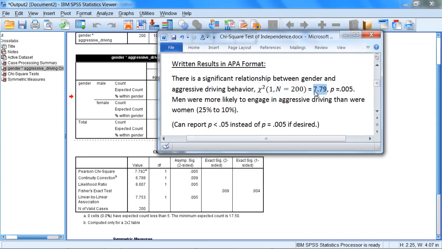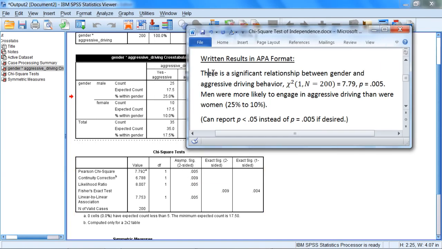And our chi-square test is equal to 7.79, rounding to 2 decimal places, which you can see reported here under value for Pearson chi-square. And finally, our p-value was equal to 0.005, and we saw that reported under the asymptotic significance column. While we said that there was a significant relationship between gender and aggressive driving behavior, we could add the following sentence to provide more detail about the nature of the relationship.